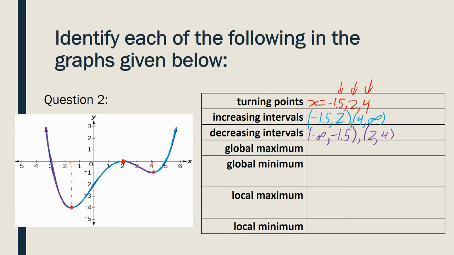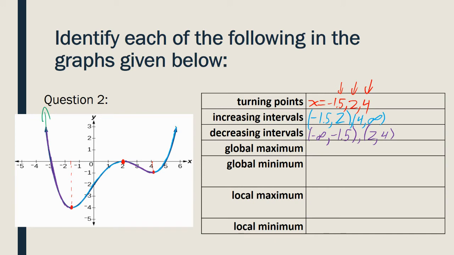Notice, here's -1.5. That was one of my turning points. 2 was one of my turning points right here. 4 was one of my turning points. So the endpoints of each of these increasing and decreasing intervals are going to be one of those turning points. Now, let's look for a global maximum. Is there a global maximum? Let's see here. A global maximum, let's do in green here, is going to be my highest mountain, the highest point on this graph.